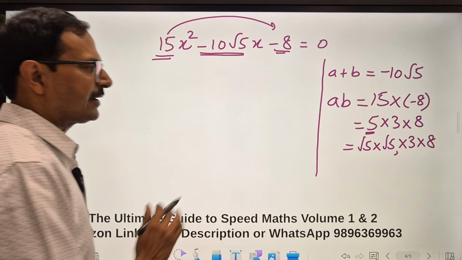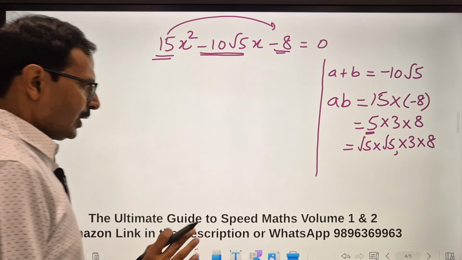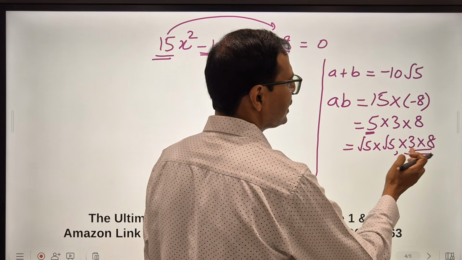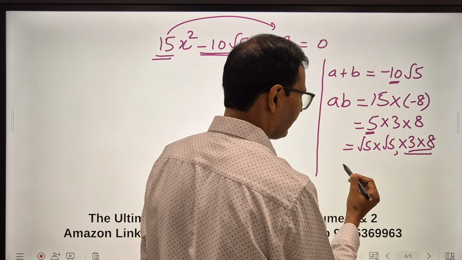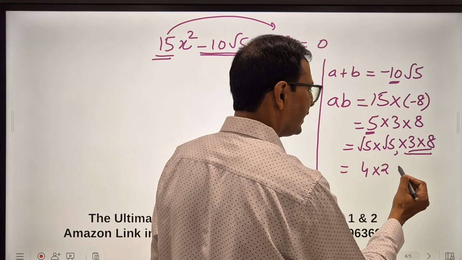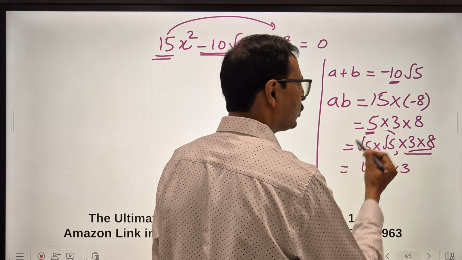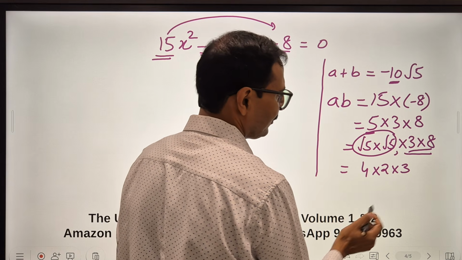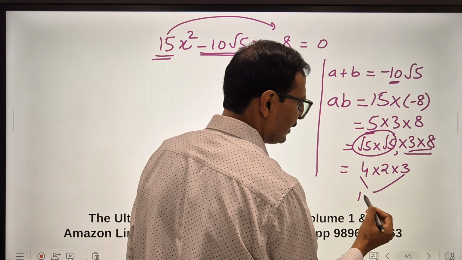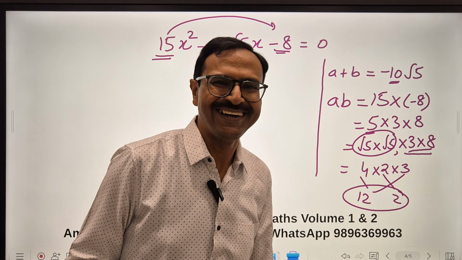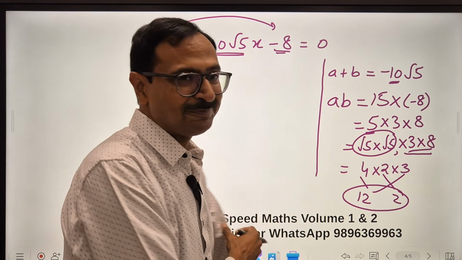So I have written all the factors here. Now 8 times 3 is 24. 8 and 3 is not going to give me a 10, so I think I have to break it further. 8 is 4 into 2 and then 3, and then root 5 into root 5 is obviously there. I am just trying to get a 10 somehow. 4 3s are 12 and a 2. 12 and 2 surely will give me a 10, right? Because 12 minus 2 is 10.